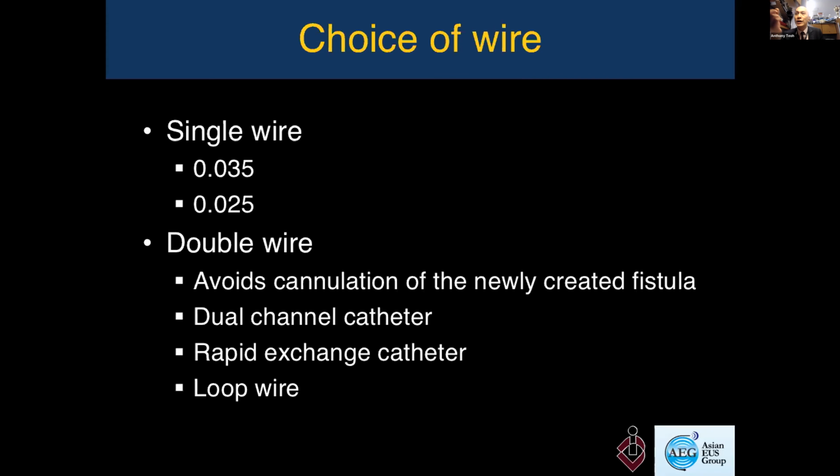And then you need to change to either a 10 French catheter to insert 2 wires, or use a loop wire, which is, there's a loop on the tip of the wire. You can push it along the initial wire to have 2 wires.